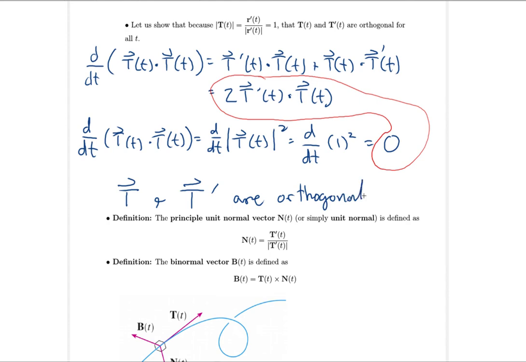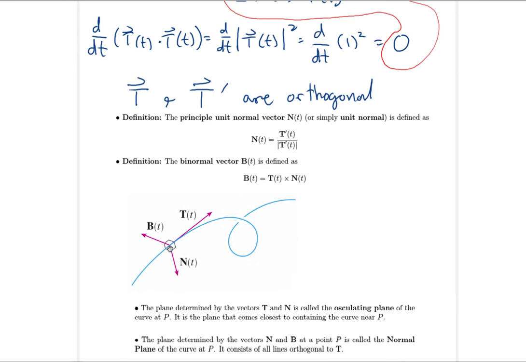Okay? So, because they're always orthogonal, we call the unit vector T prime over its magnitude the principal unit normal vector, because it is normal to the unit tangent vector. So in this picture down here, here's what it looks like. We know that the unit tangent vector is a good approximation of the curve near the point that it's being produced at. And so it kind of points along the curve, at least for a little bit. This principal unit normal vector then is normal to the curve there. It makes a 90-degree angle with that unit tangent vector.